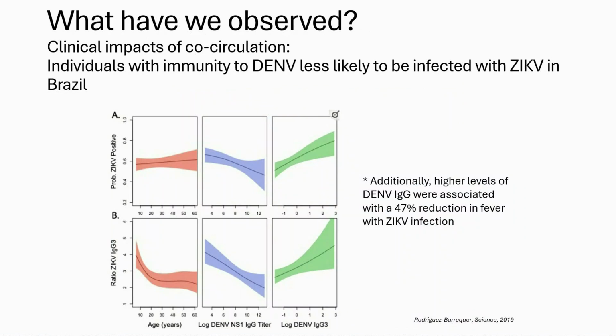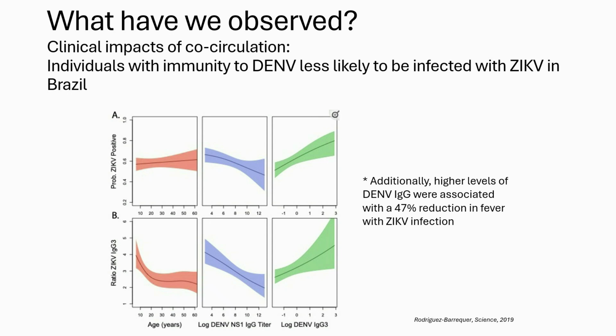This was a manuscript looking at, within a longitudinal cohort of individuals being followed in Brazil, the impact of their dengue immunity prior to exposure to Zika on their risk of infection and their risk of illness given Zika infection. So again, this is looking at clinical outcomes as well as risk of infection. I'll focus your attention on the blue lines in the middle, which are looking at the degree of pre-infection immunity to dengue, and we can see that it was associated with a decreased risk of Zika.